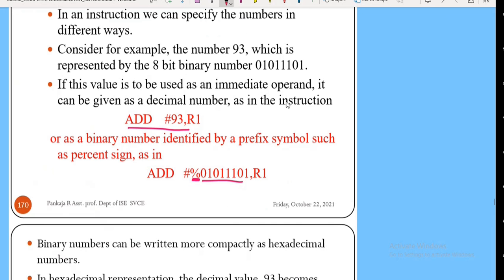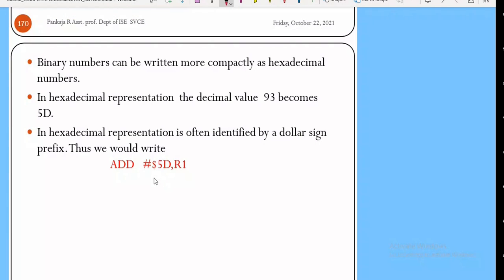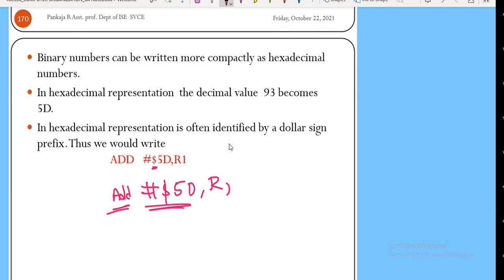Even if you want to specify a hexadecimal number, you are going to use the dollar symbol. So hash followed by dollar indicates it's a hexadecimal number. Normally we will not use it, but in case they give any example or instruction with respect to this, you should be able to identify that it is a hexadecimal number.